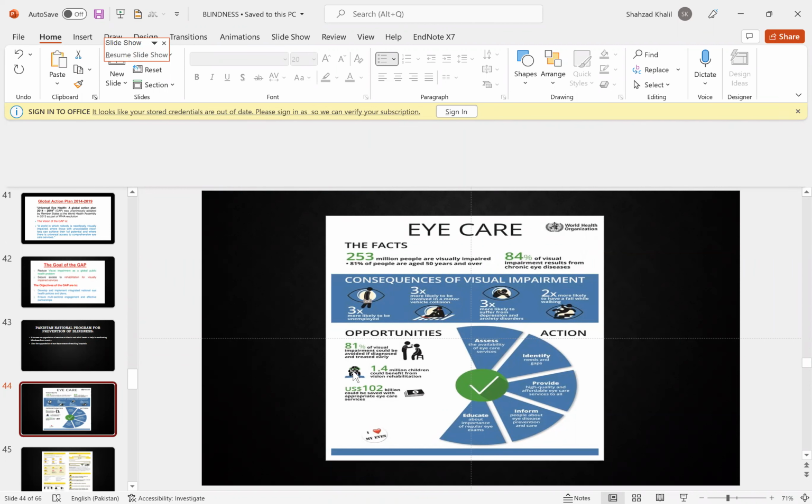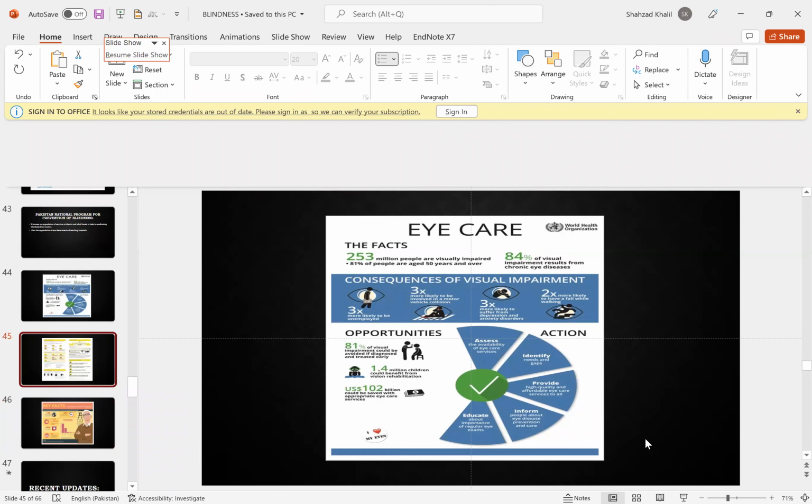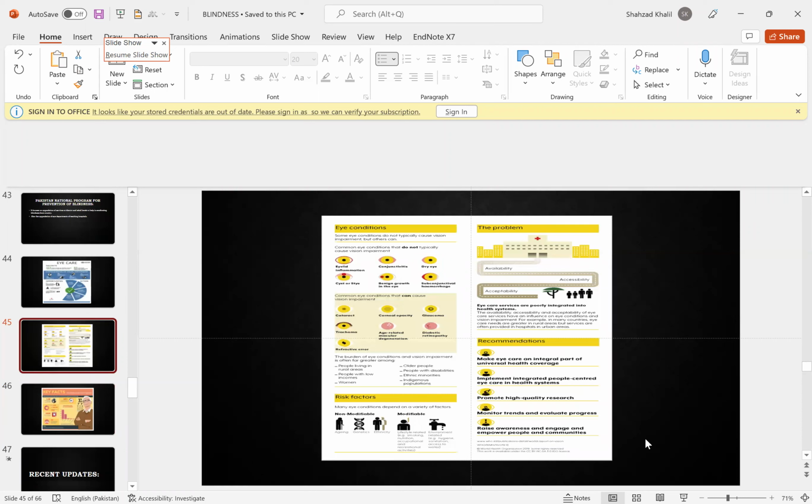And the opportunities are: 81% of the visual impairment could be avoided if diagnosed and treated early. 1.4 million children could benefit from visual rehabilitation, and 102 billion US dollars could be saved with appropriate eye care services. And the action should be to assess the availability of eye care services, identify needs and gaps, provide high quality and affordable eye care services to all, inform people about eye disease prevention and care, and educate about the importance of regular eye examination.